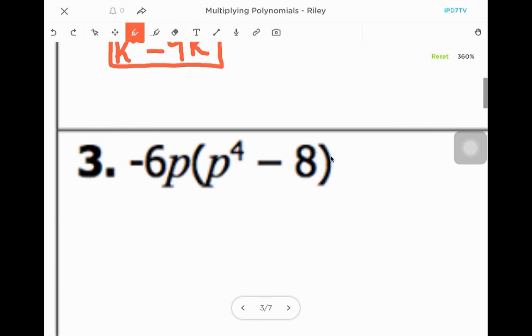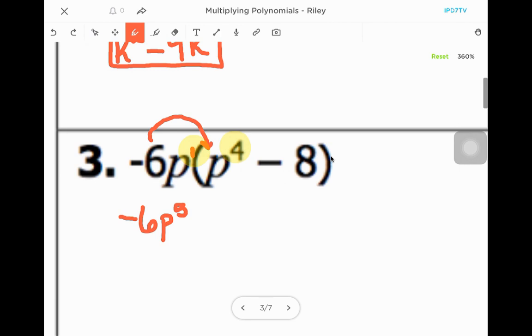So first I'm going to multiply 6. There's not another number here, so it's going to stay a negative 6. So remember, there's only one p here. So I'm going to add my exponents. So 1 plus 4 gets me 5. So I've got p to the 5th power.